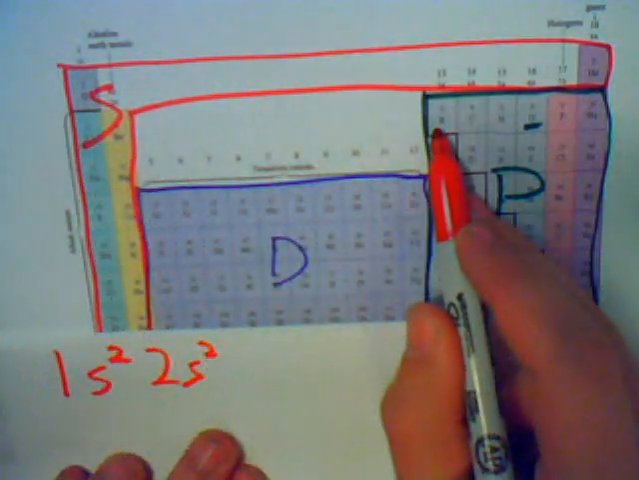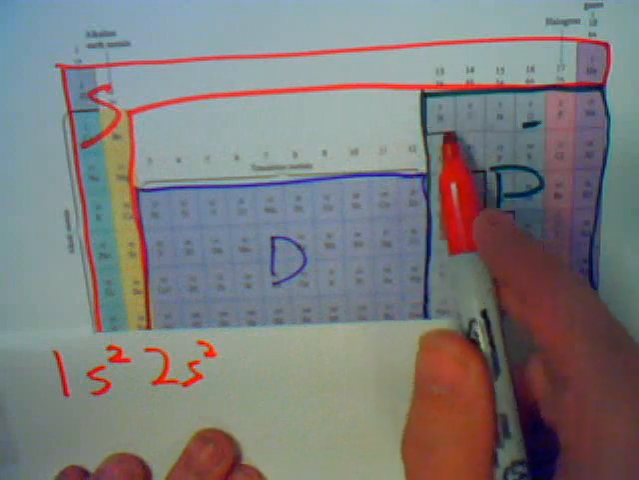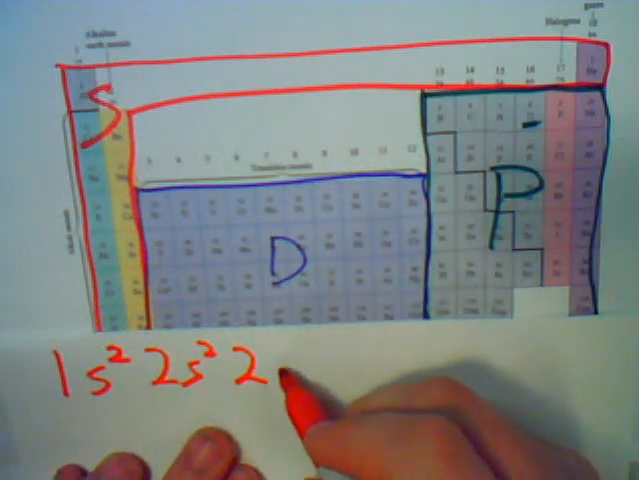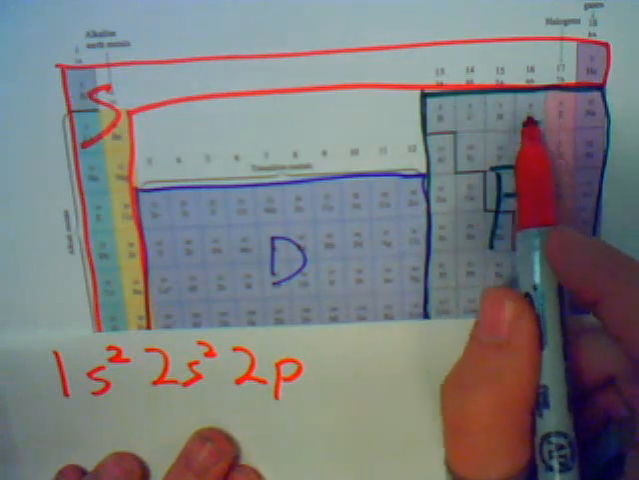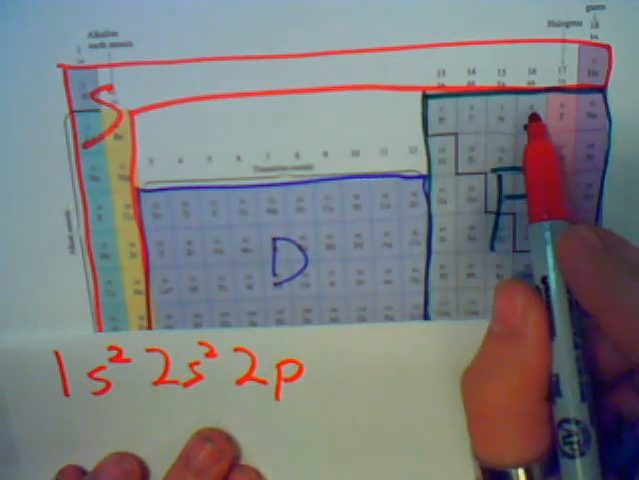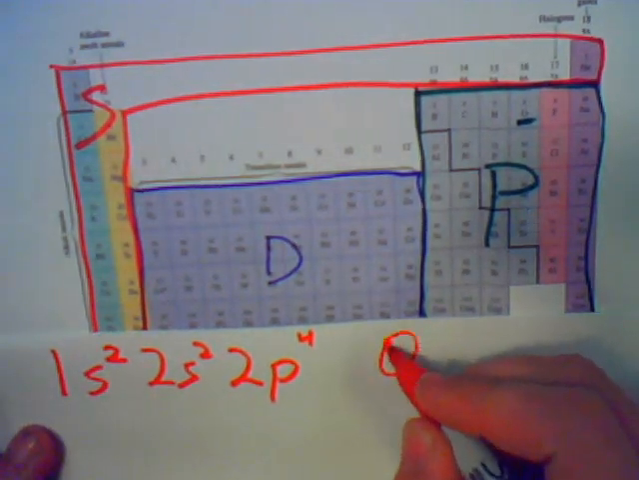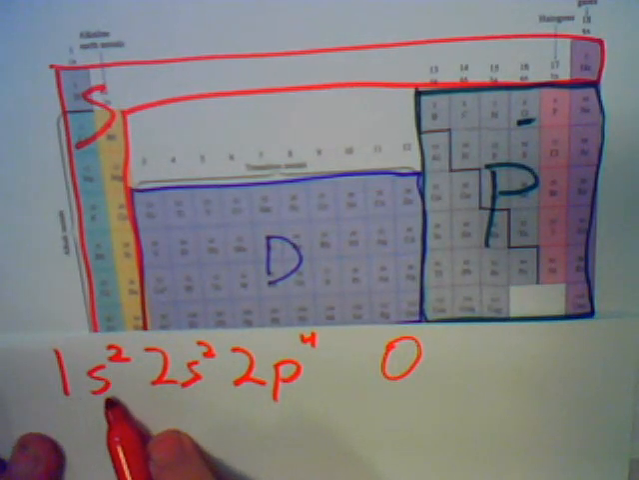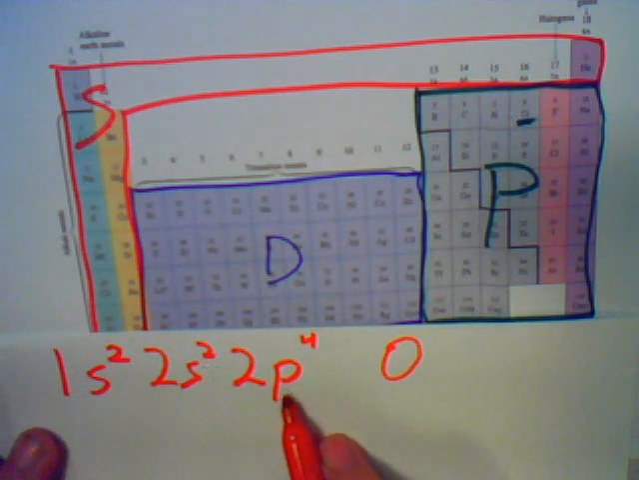Then we go over here. Now we're in the P group, but still in the second row. So we still have a 2, but now we have a P, because we're in the P group, and we count how many electrons oxygen has. So 1, 2, 3, 4. So the electron configuration of oxygen is 1s2, 2s2, 2p4.